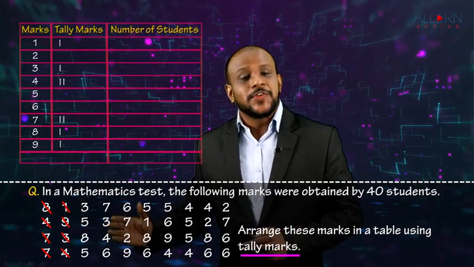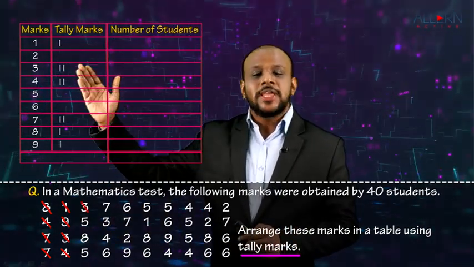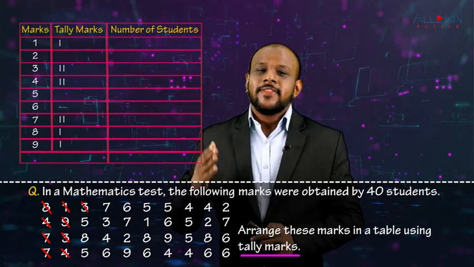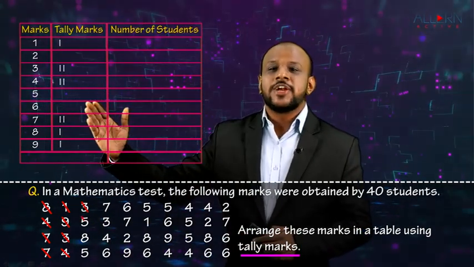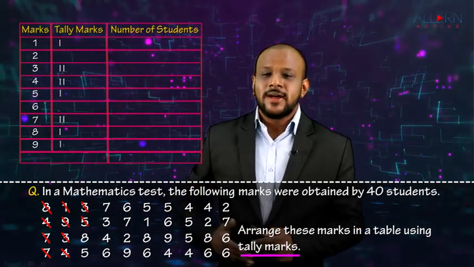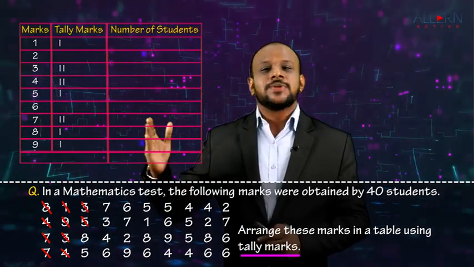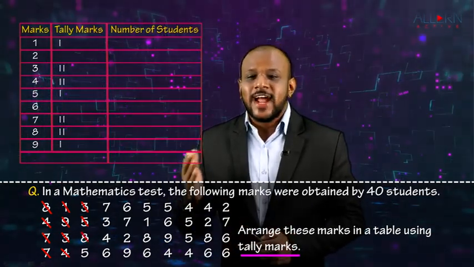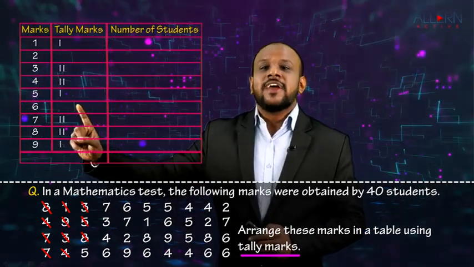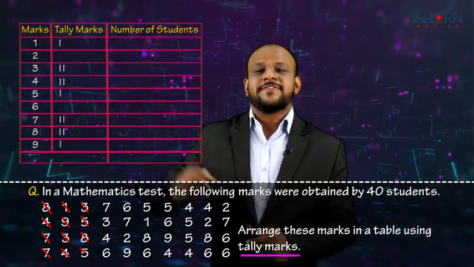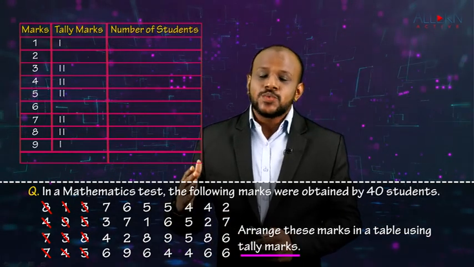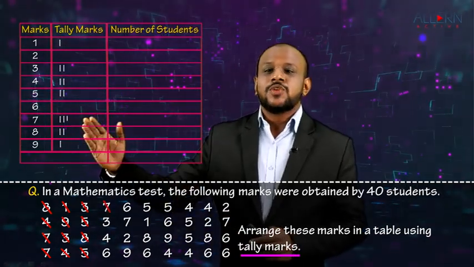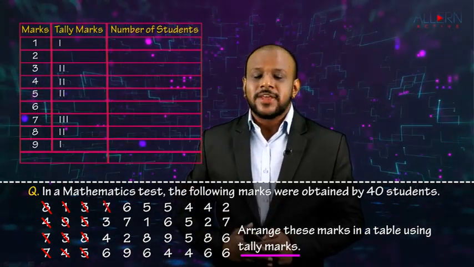It says 3. So corresponding to 3, let's record the data here. Then we have 5. So corresponding to 5, we are going to record the data. Then we have 8. So corresponding to 8, let's record the data. After that we have 5. So we have to record the data for 5. Then the next one is 7. So for 7, let's draw the tally mark here.